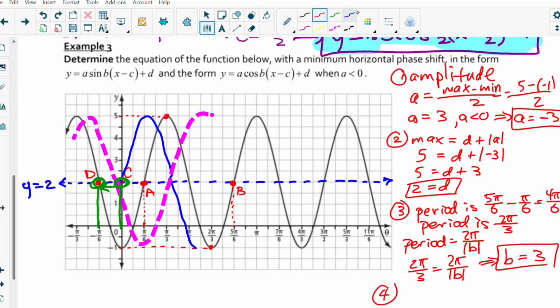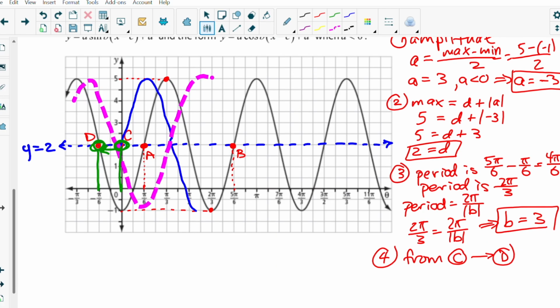So from C to D, that is a horizontal phase shift of pi over 6 left. Therefore, C equals negative pi over 6. Okay?